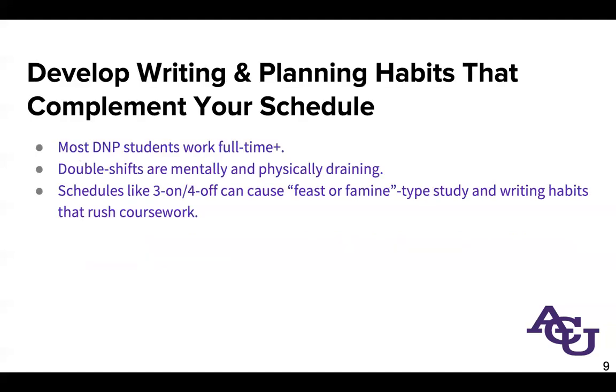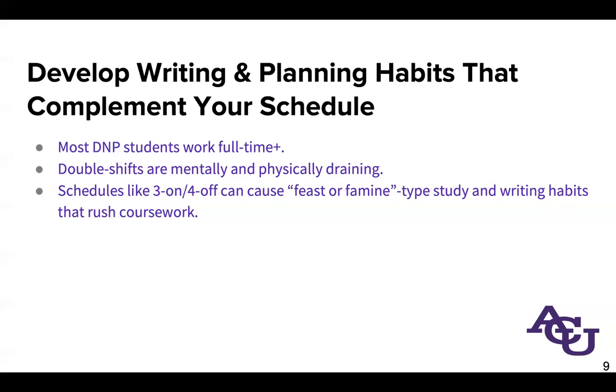We're going to talk about the writing and planning habits that you can develop to work with your schedule, because there are some particular constraints that apply to DNP students that aren't necessarily as common with some of our other programs. Most DNP students that I know work a bit more than full-time. When I've done surveys of this, they've usually been working 60 to 70 hours per week while being a full-time student. And it's very common to be pulling doubles. You know, you've got some seniority, you're covering for people who are out, and other facets.